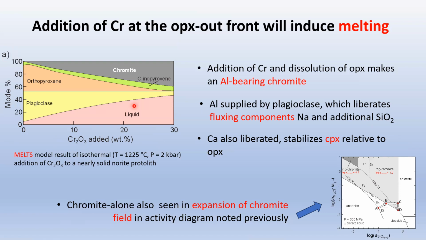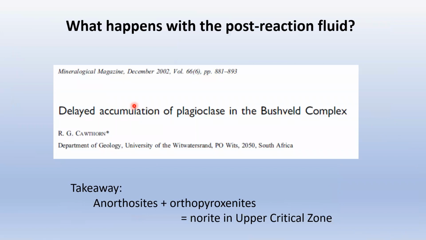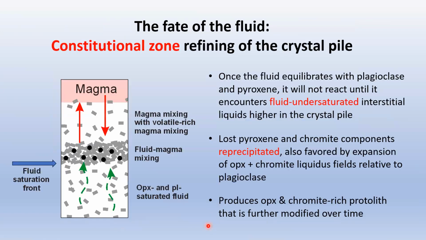Okay, all right. Okay, so the thing is when this fluid is finished reacting, in the simple system it just continues moving through the system, okay? But eventually that fluid, you want to know what happens with that fluid. And this is where I get back to a point made by Grant Cawthorn a while ago, that if you sum up the critical zone, the anorthosites plus the orthopyroxenites actually add up to a norite in the upper critical zone. And so the idea is that the fluid that was coming out from this reaction below eventually comes up to where it finds interstitial liquid that is not yet vapor saturated. So it wants to redissolve in there.